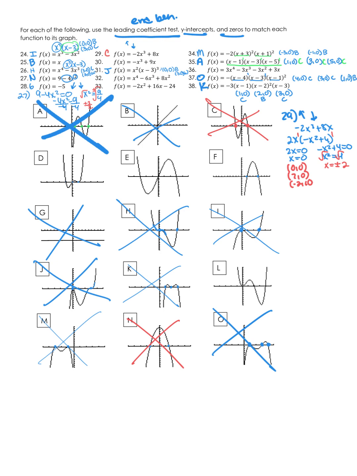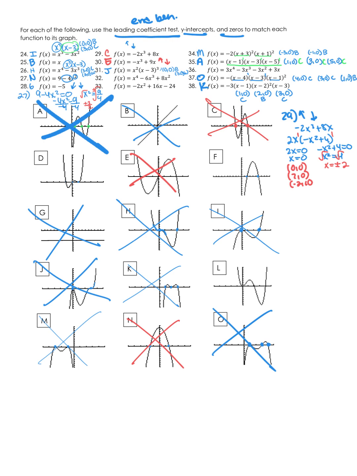30 is our other odd and negative. So 30 will also have odd, negative end behavior. So that must be E. If you factor that one, you'll probably get zeros there closer to 3. But it's the only other one that has that odd behavior, so we can go ahead and match it.